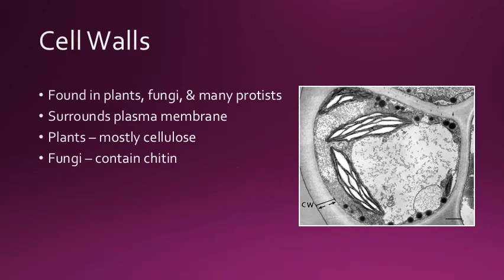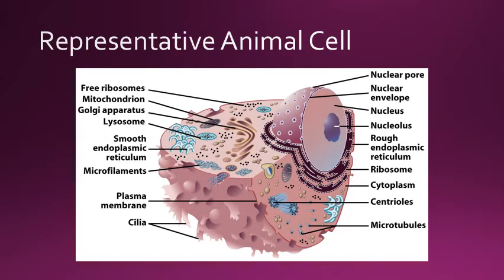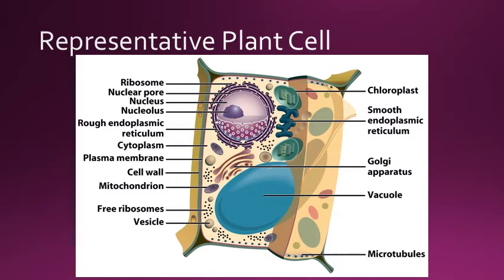Cell walls are found in plants, fungi, and many protists. They surround the plasma membrane. In plants, they're mostly cellulose. In fungi, they contain chitin, which we've discussed a few times. So here's roughly what an animal cell can look like. Remember, there are many different types of cells in an animal. And this is roughly what a plant cell can look like. Remember, there are also many different types of cells in a plant, different tissues.